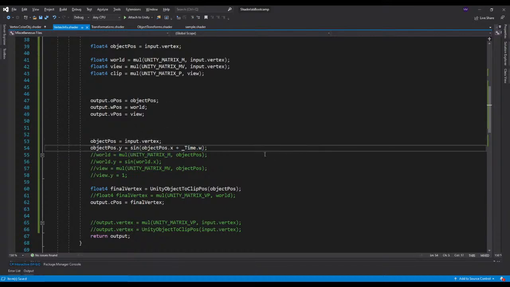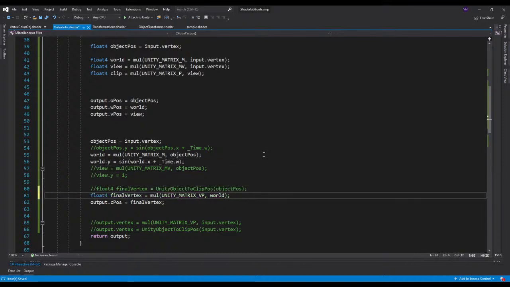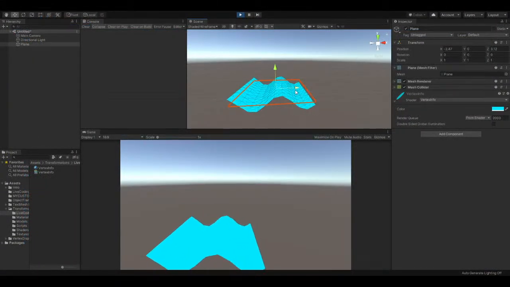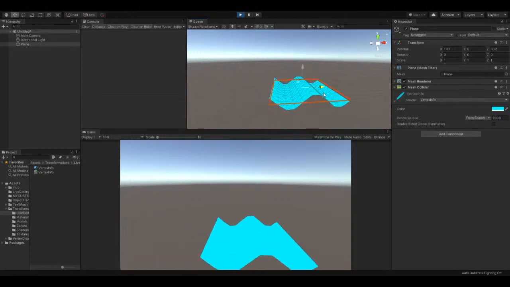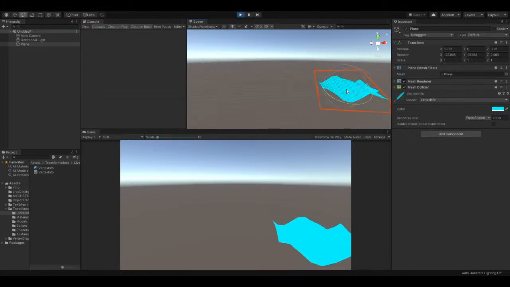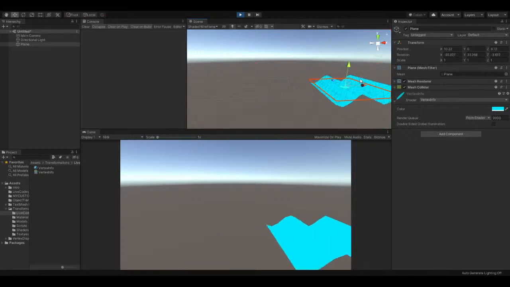Do the same thing in the world space. I'm going to just comment this, and we need to comment this and comment this, right? So you get the world space. Now see, if the object is moving, the waves based on the world space are going to change. You see that? If I rotate it like this, the waves are going to change based on the world space, right?